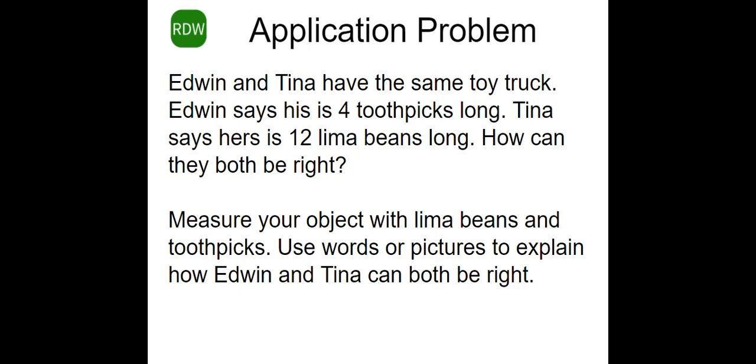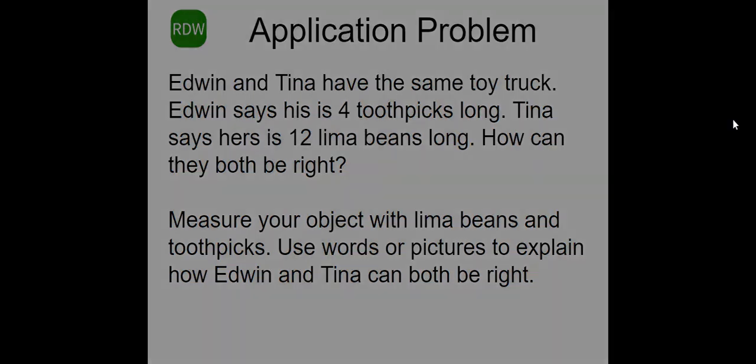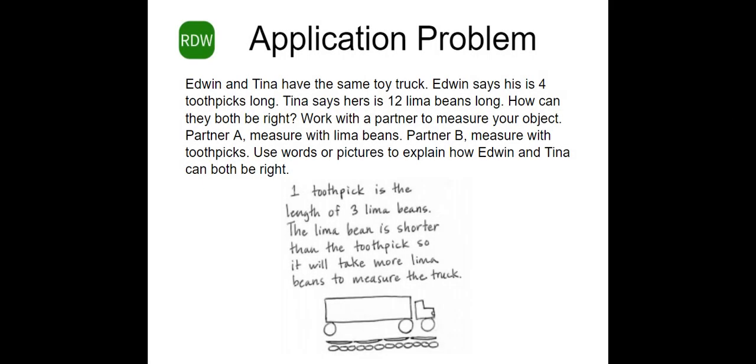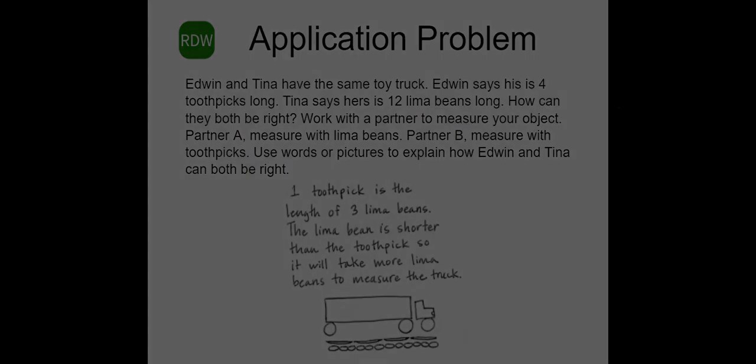Well, obviously, you may not have lima beans or toothpicks at home, so this is a possibility. One toothpick is the length of 3 lima beans. The lima bean is shorter than the toothpick, so it will take more lima beans to measure the truck. And you see there's an example of a truck, toothpicks, and lima beans. That's a possibility to make sure that both of them are correct.